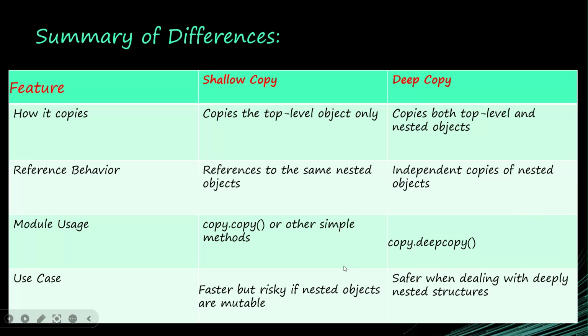When it comes to usage, you can use the copy method in the copy module, or you use the slicing method, or you use the list constructor method. But if you want to do a deep copy, if you want to copy everything independent of the original copy and not copy references, you have to use the deep copy method. Okay, so which one is faster? Shallow copy is faster, but it's risky if you're working with nested objects. But deep copy is safer when dealing with nested structures.